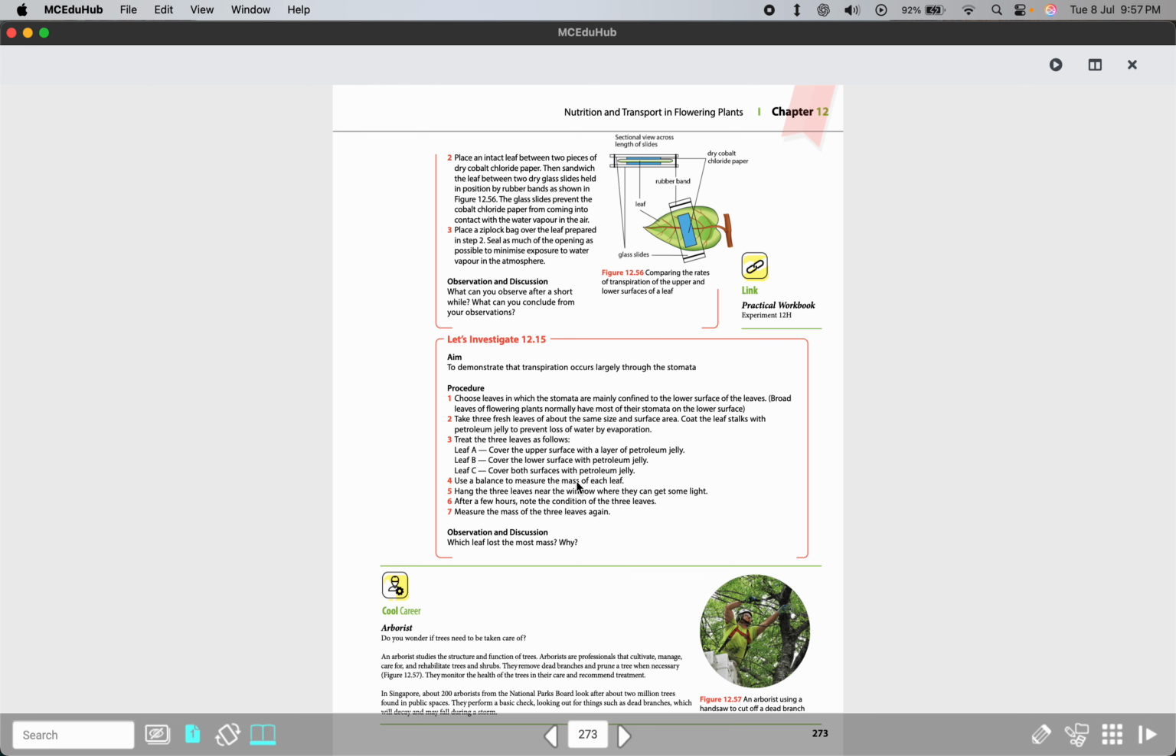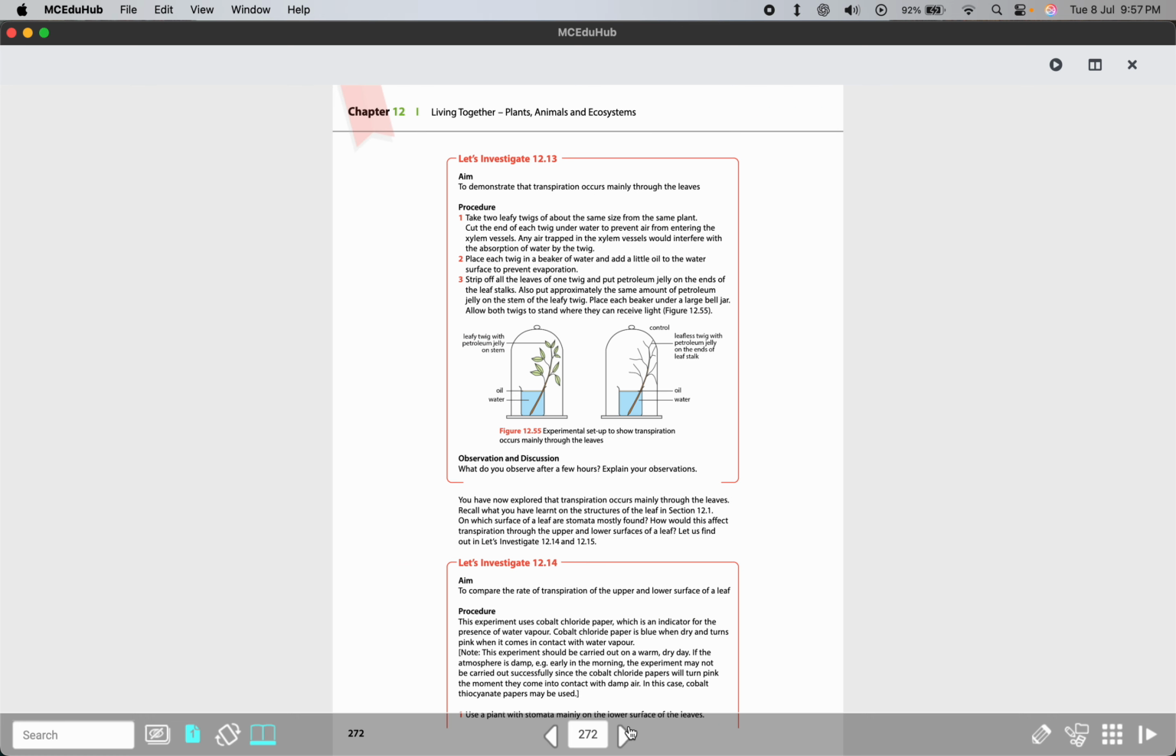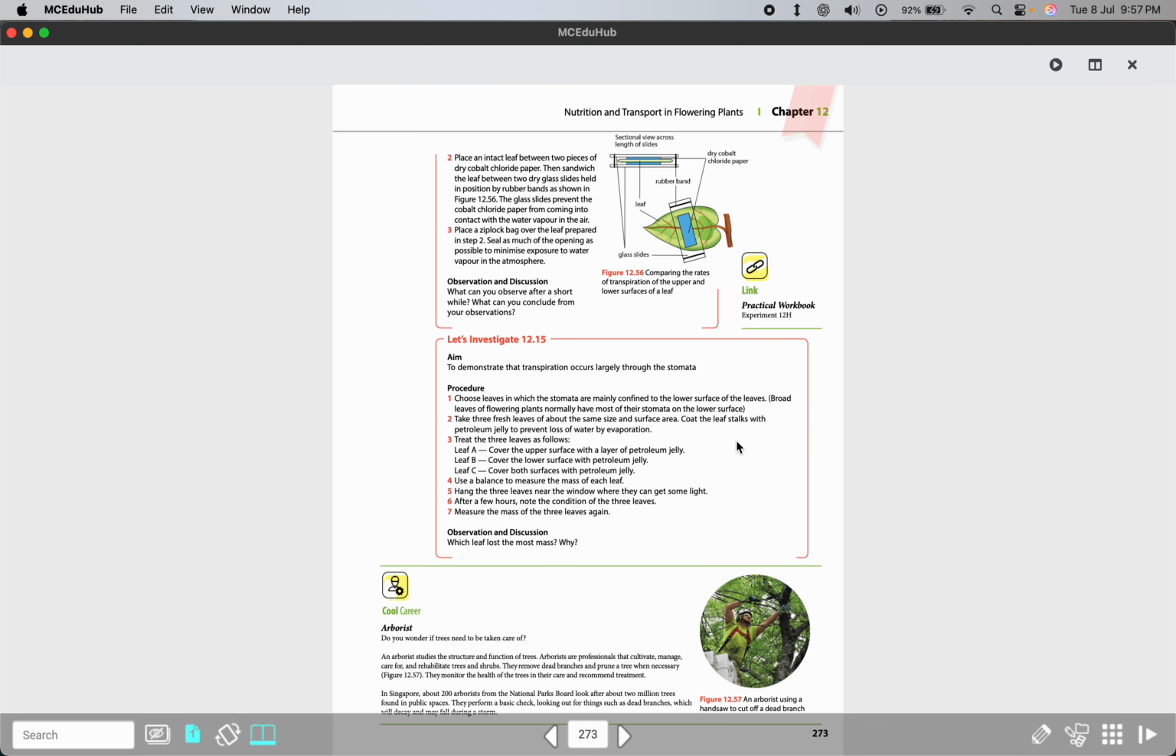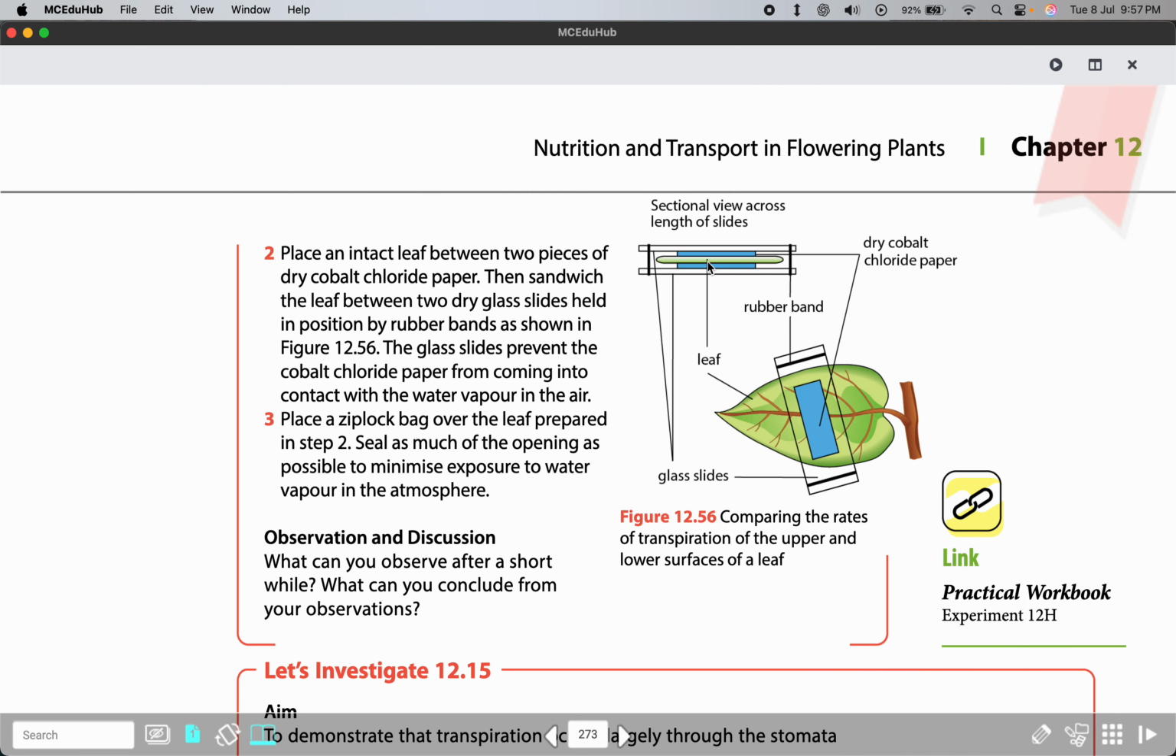So in this experiment, if you want to compare the rate of transpiration on the upper and lower surface of the leaf, you can use cobalt chloride paper. Cobalt chloride paper is blue when it's dry, and it turns pink or whitish pink when it comes into contact with water vapor. Here there's a leaf with dry cobalt paper on the top and dry cobalt paper at the bottom also.